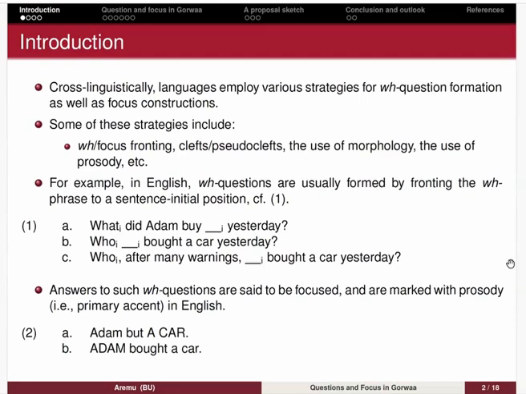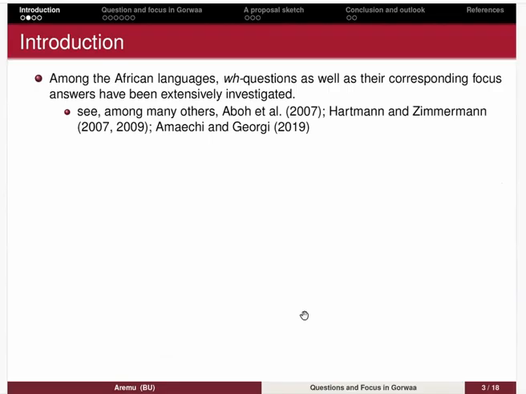That's why in 2A, as an answer to the question, what did Adam buy? You say, Adam bought a CAR. That's a typo, but Adam bought a car. And in 2B, the question is who bought a car? And then you answer, ADAM bought a car. So you see prosody used in marking focus, right? It can also be fronted, but since English is not the topic, I just wanted to show that there's a lot out there.